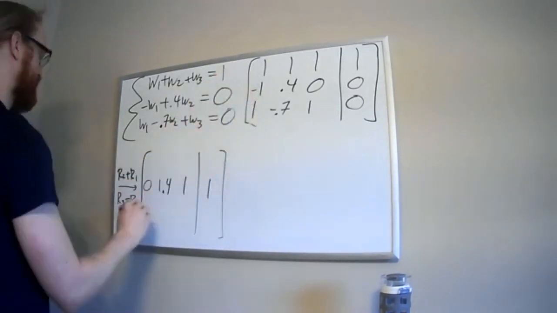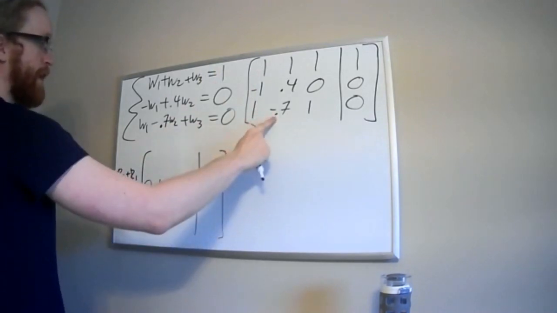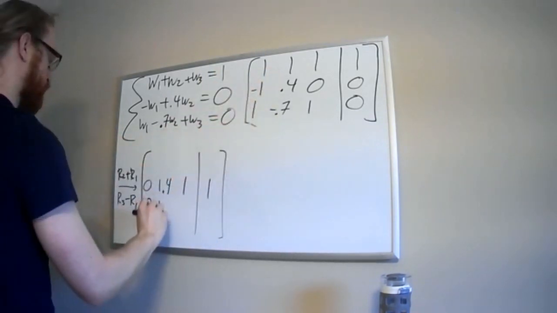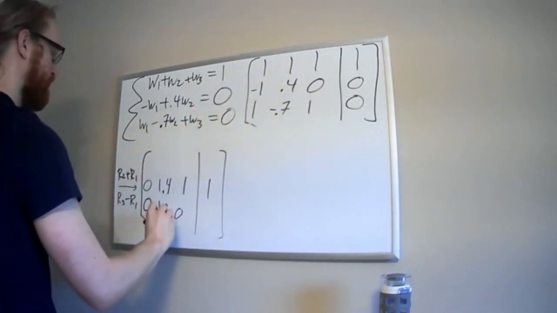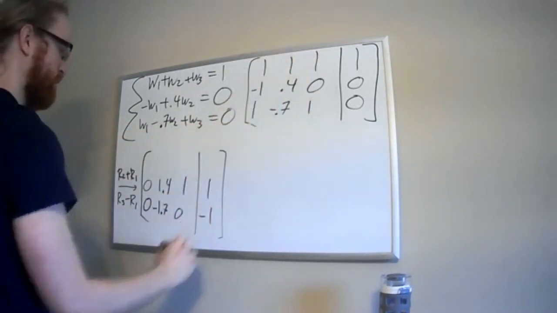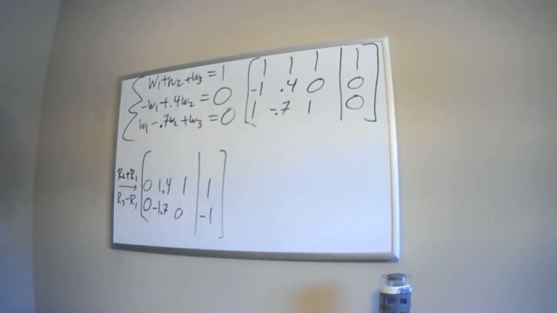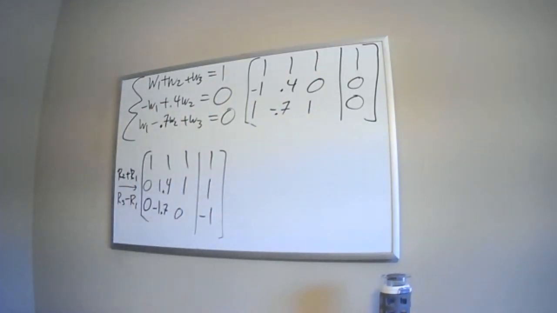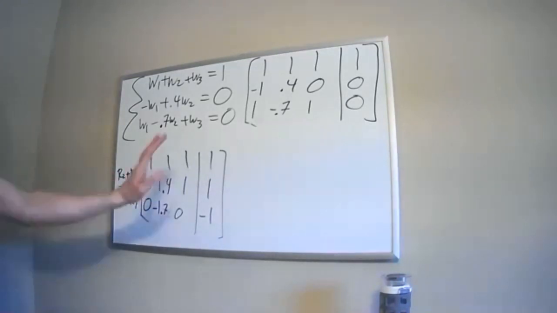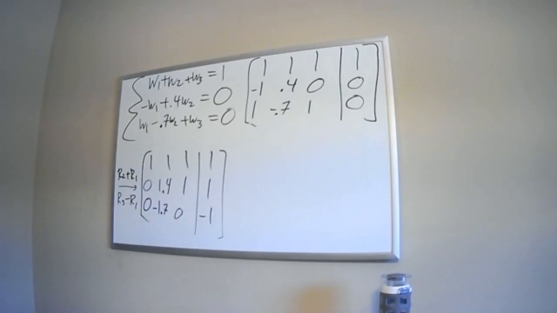So 1 minus 1 is 0. Minus 0.7 minus 1 is minus 1.7. And 1 minus 1 is 0. And 0 minus 1 is minus 1. Okay, and then 1, 1, 1, 1. So this will be my new matrix after these two steps where I've canceled both of these guys. I just did it in one move here to save myself some writing.